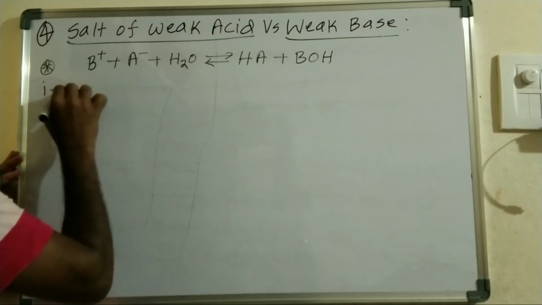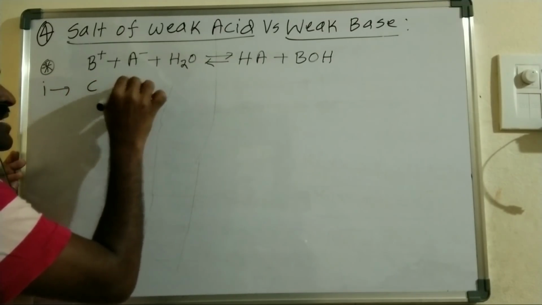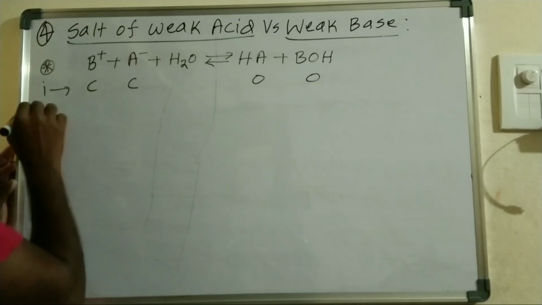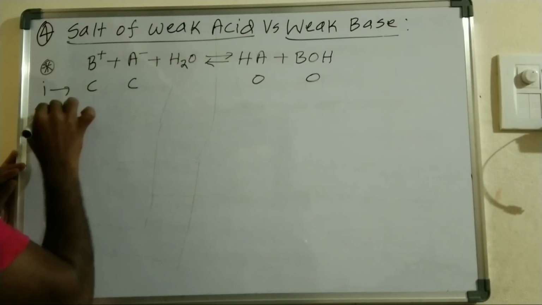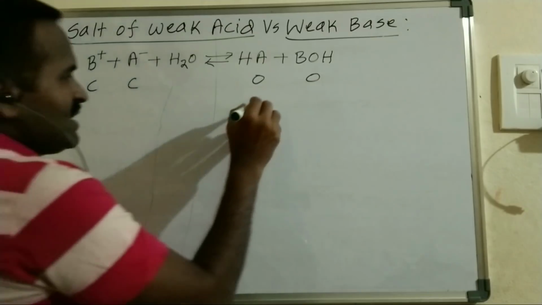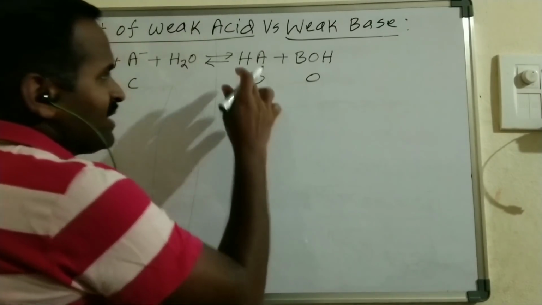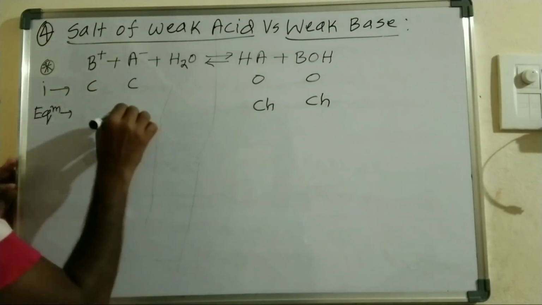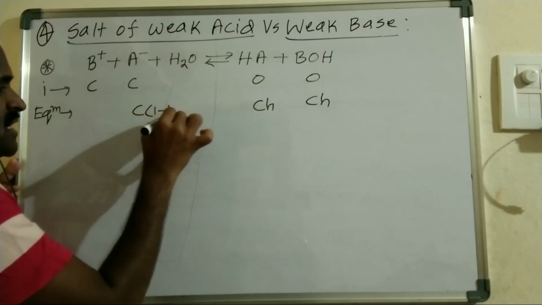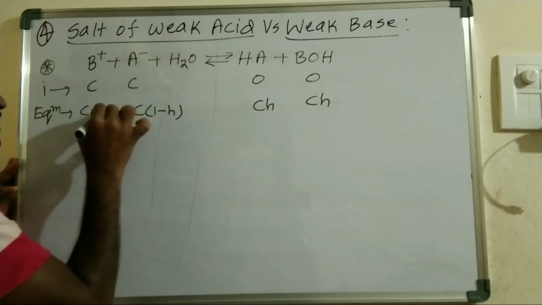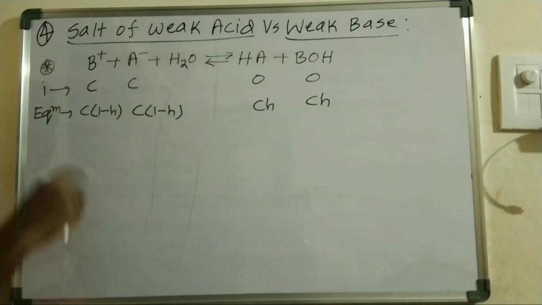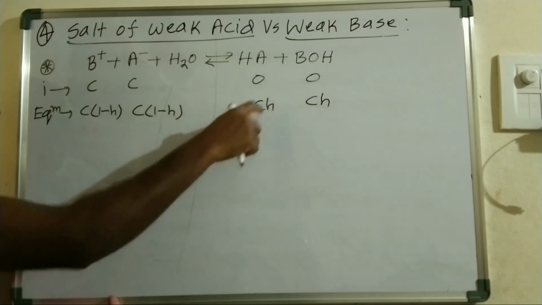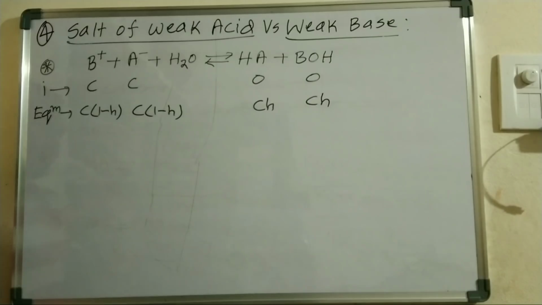The initial concentration of B plus is C, the A minus ion concentration is also C, and the concentrations of HA and BOH are 0. At equilibrium, whenever it attains equilibrium, with degree of hydrolysis h, the concentration of HA is Ch, and the concentration of BOH is also Ch, and you will get C into (1 minus h) for B plus, and C into (1 minus h) for A minus also, right? These are the equilibrium concentrations of B plus, A minus, HA and BOH, right?